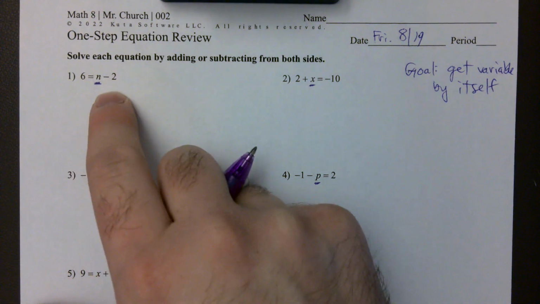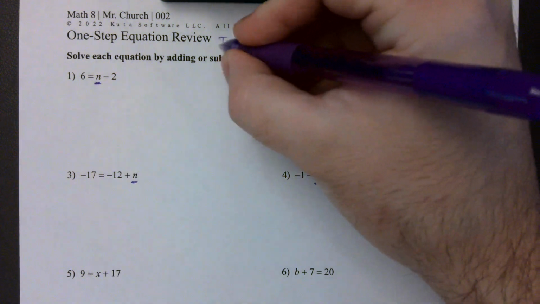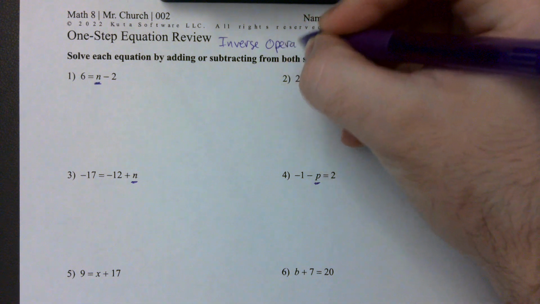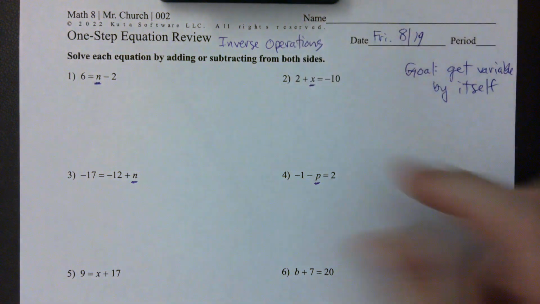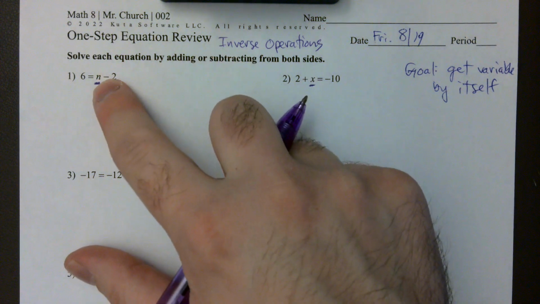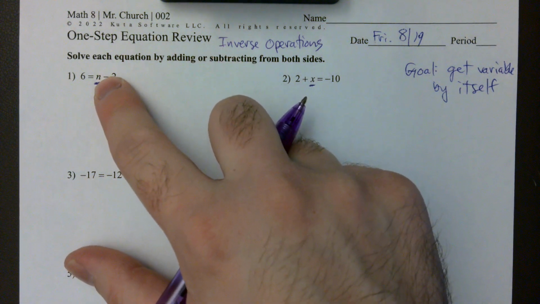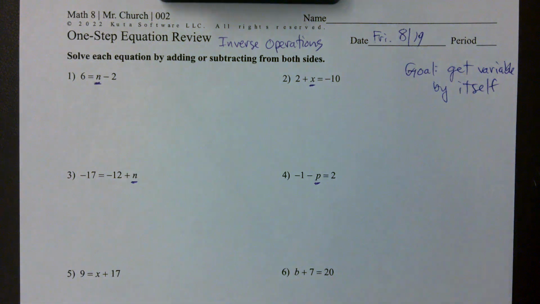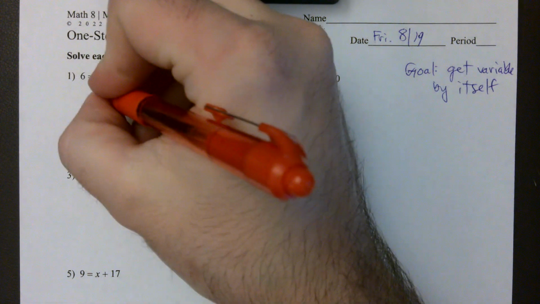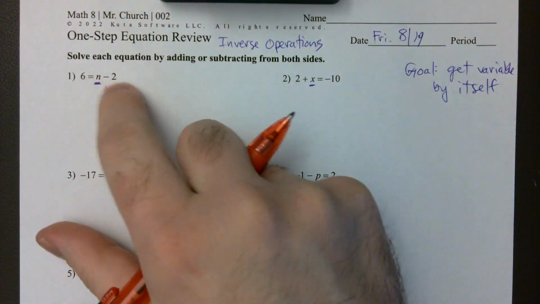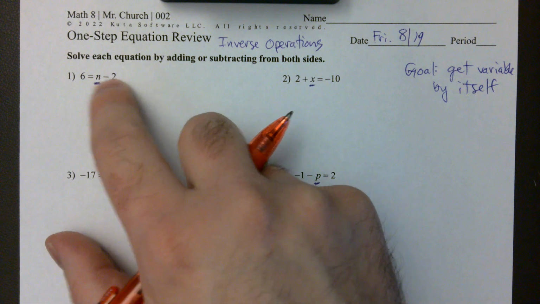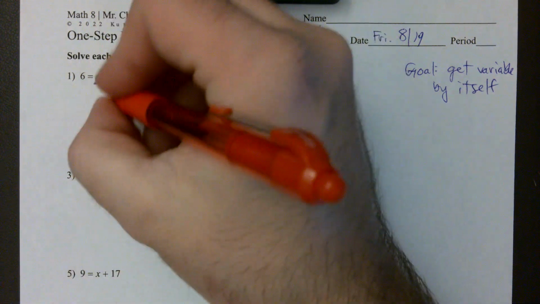So in order to get rid of that -2, we have to do what we call inverse operations. Inverse just meaning opposite, right? So you take a look at the operation, which here is subtraction, and we think, all right, what's the inverse of subtraction? Well, that's going to be addition, right? So if we're subtracting 2 from n, and we want to get n all by itself, we got to cancel out this -2 with +2.